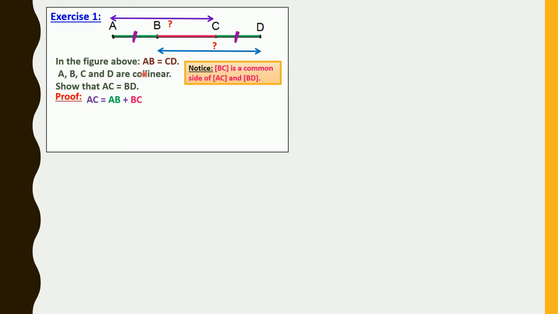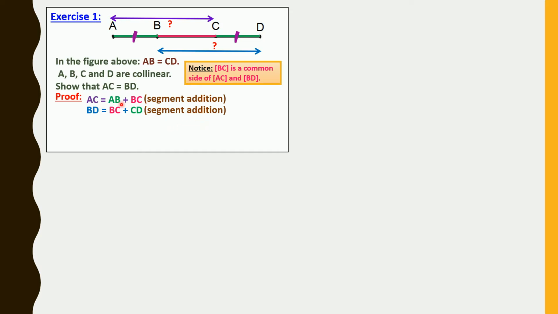AC is equal to segment AB plus BC, segment addition. I can only use segment addition if the points are collinear. If, for example, BC is drawn in this direction, I cannot claim this equation, so be careful. Also, I can claim that segment BD is equal to segment BC plus CD, also segment addition.